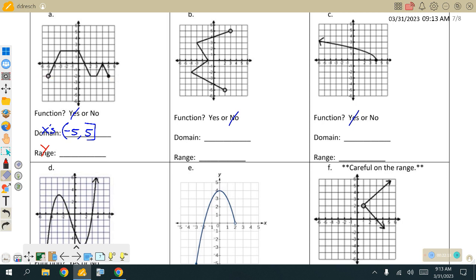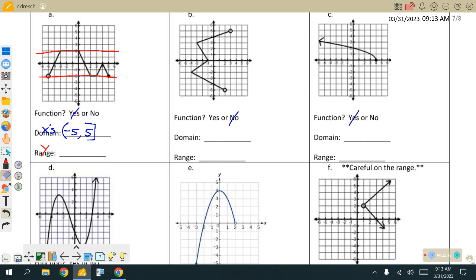Floors and ceilings. We have a floor, we have a ceiling. Range is, again, bottoms up, from the floor to the ceiling. What is your bottom y value? What is your top y value? We do the exact same thing we just did with the domain, but you go from the bottom up.